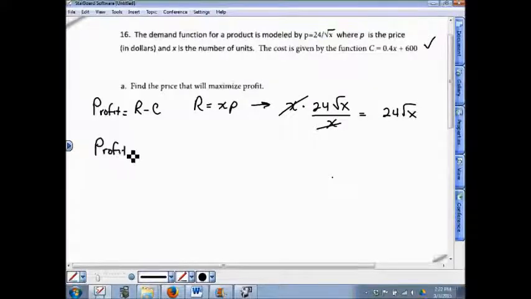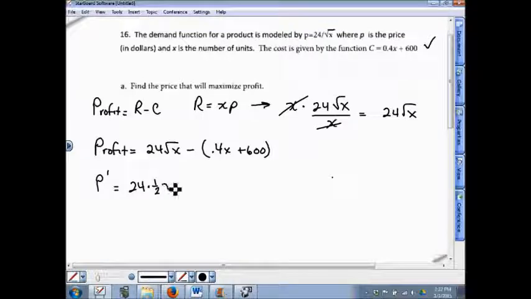So then profit is equal to revenue minus the cost, and then P prime, or the derivative of the profit, is equal to 24. And if you think about the square root of x as x to the 1/2, the derivative of the square root of x is 1/2 x to the negative 1/2. And then the derivative of this is going to be 0.4. I'm going to go ahead and change 0.4 into a fraction. 0.4 is 4/10. 4/10 is 2/5. That's 2/5. Half of 24 is 12. So the derivative of profit is 12 over the square root of x minus 2/5.